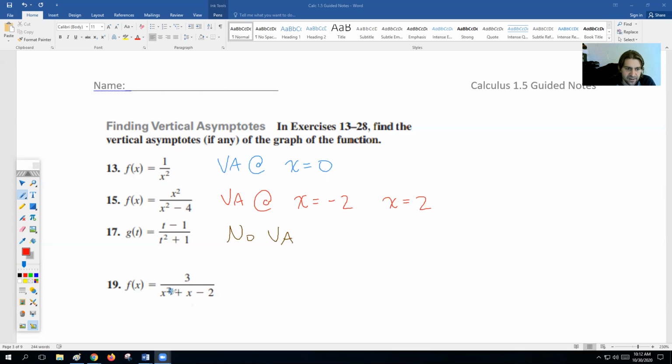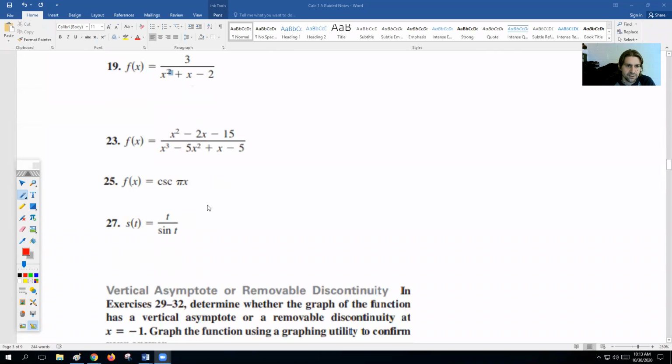All right, next we've got 3 over x squared plus x minus 2. So let's see, that denominator would be x plus 2 times x minus 1. All righty. So that means we would have discontinuous points at -2 and +1, and both of those don't get removed. So we could say we have vertical asymptotes at x equals -2 and at x equals +1. So this is very similar to what we've been doing. Nothing new here.